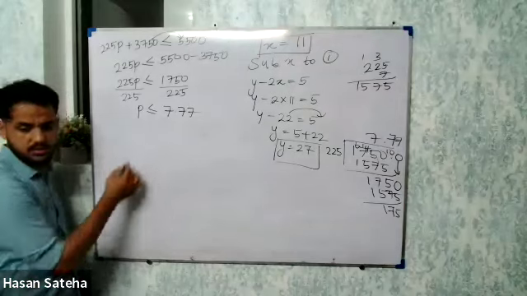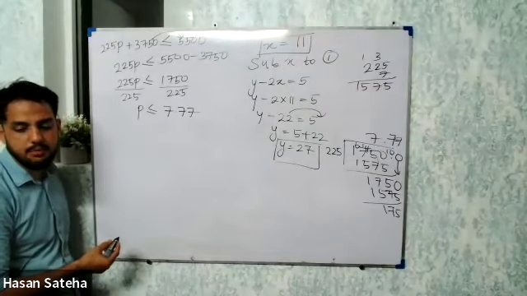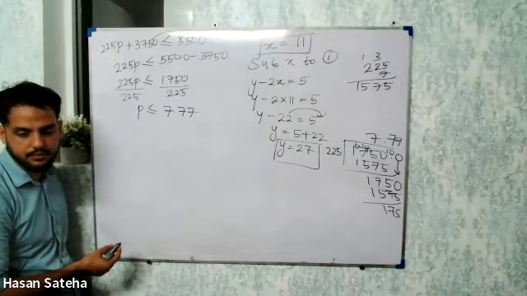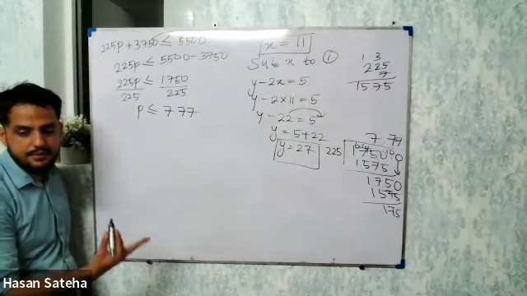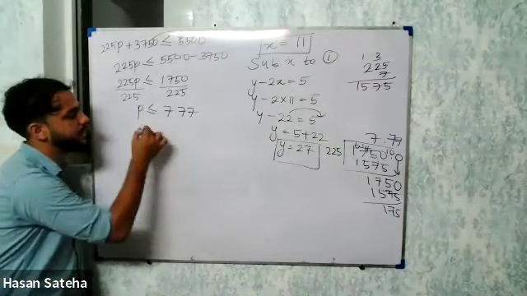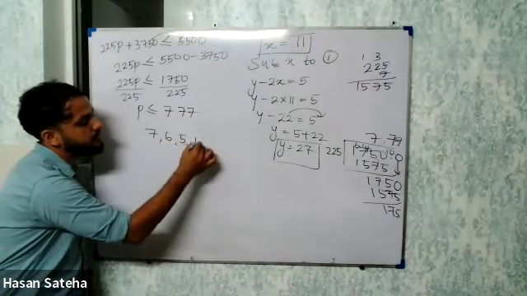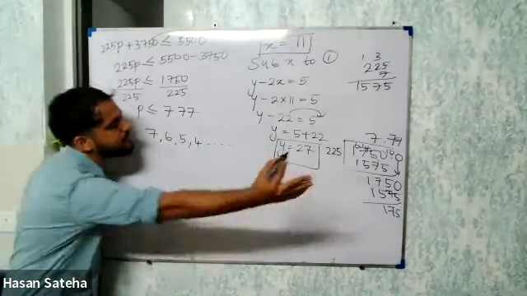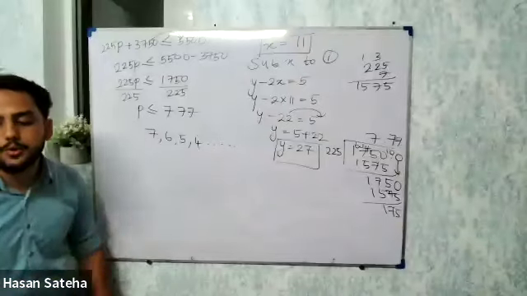What are the values less than 7.7? Whole numbers. Come on, guys. Less than 7.7. You start with 7, right? Less than 7.7, you can take 7, 6, 5, 4. Likewise, all the values less than 7.7 can be equal to P.